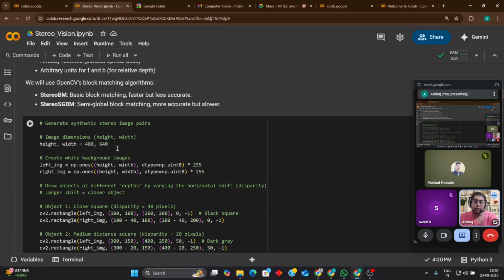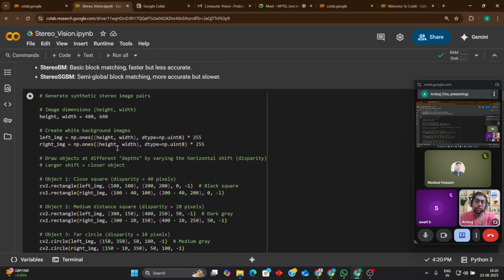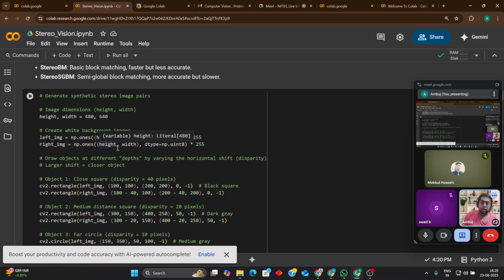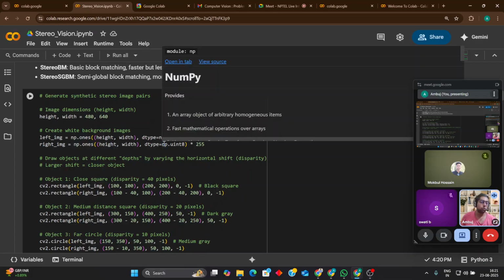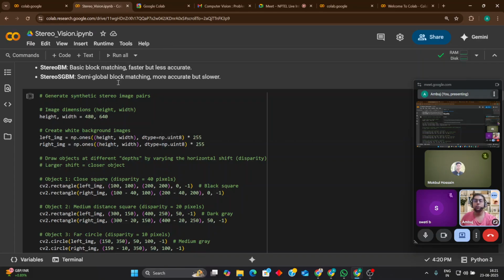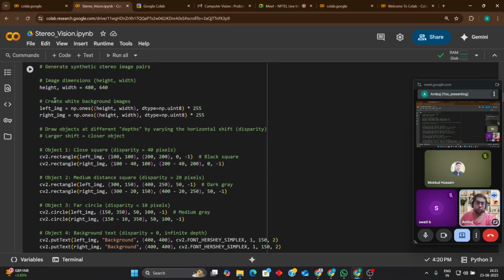Then what I am doing here, we are generating synthetic stereo image pairs. Means two images should be there from two different cameras that we are trying to generate synthetically. How I am able to do this particular thing, you just try to see in this particular code. Height and width already defined. Then create the background. I have created the background images.